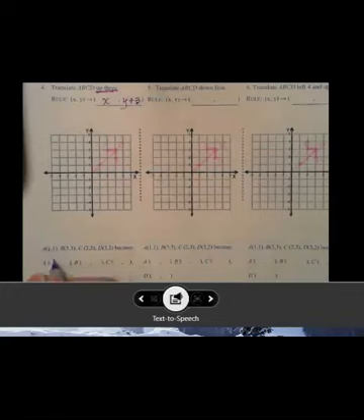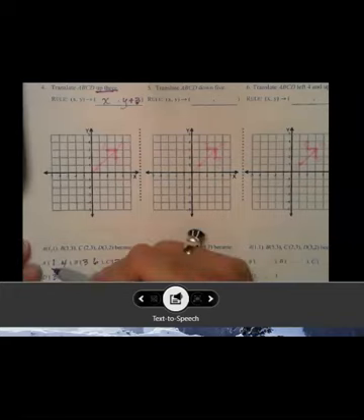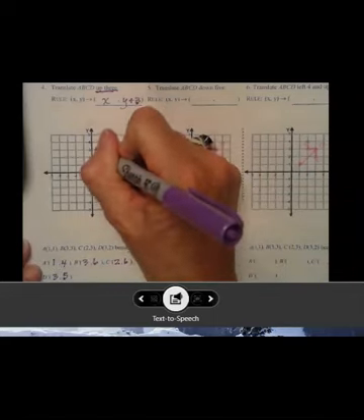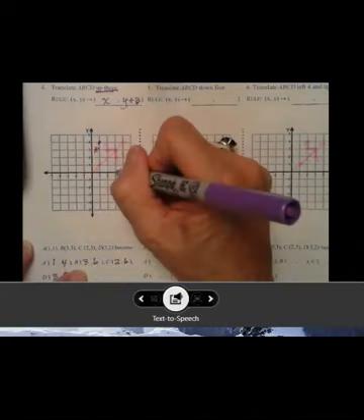So I'll copy all my x's down just as they are, and I will add 3 to each y value. So 1 plus 3 is 4, 3 plus 3 is 6, 3 plus 3 is 6, and 2 plus 3 is 5. I'll plot the new points. A prime is at 1, 4. I'll put an A prime. B prime is at 3, 6.